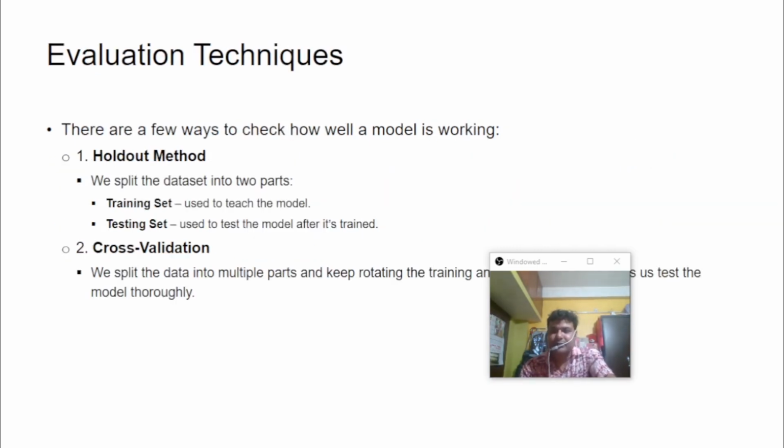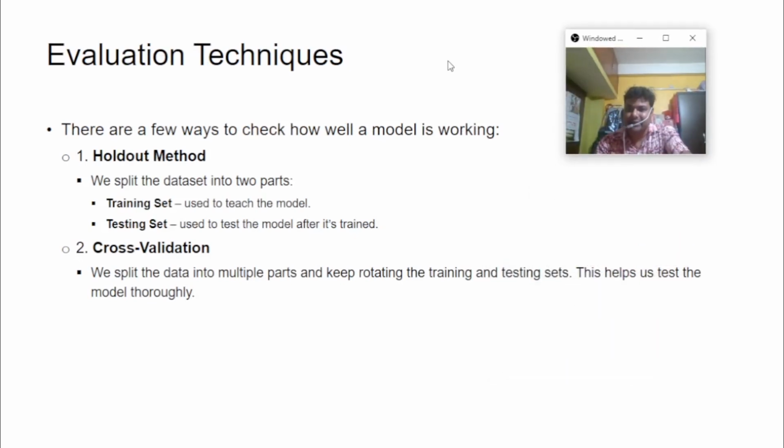And next section, evaluation techniques. There are two main types of evaluation techniques. One is the holdout method and second one is cross validation. Under the holdout method there are another two types. One is training set and testing set. Training set is used to teach the model. Testing set is used to test the model after it is trained.